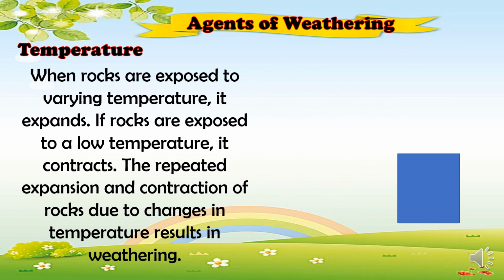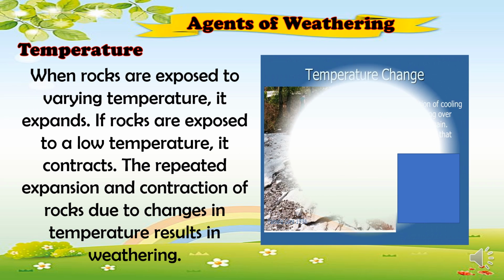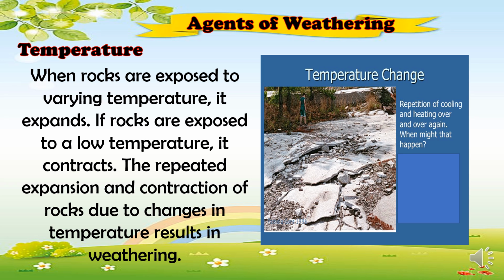Another agent of weathering is the temperature. When rocks are exposed to high temperature, they expand. If rocks are exposed to a low temperature, they contract. The repeated expansion and contraction of rocks due to changes in temperature results in weathering.